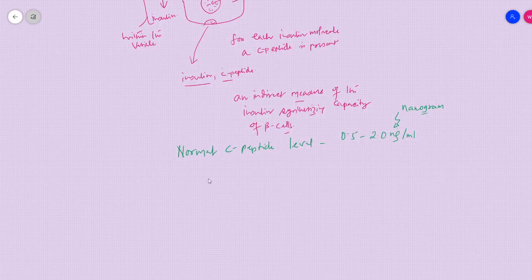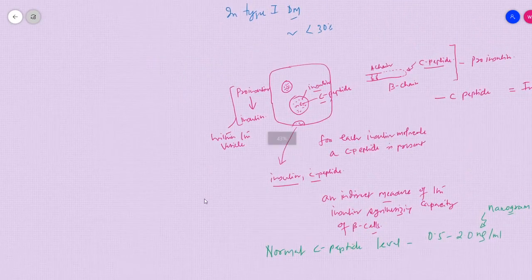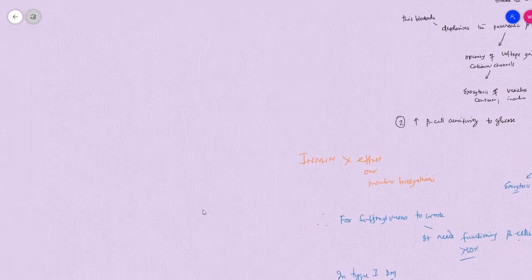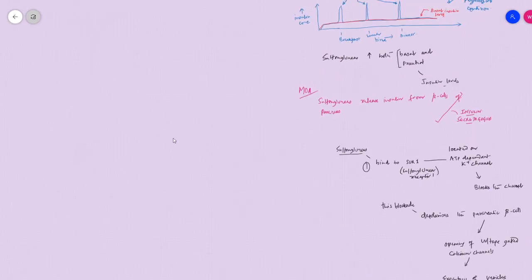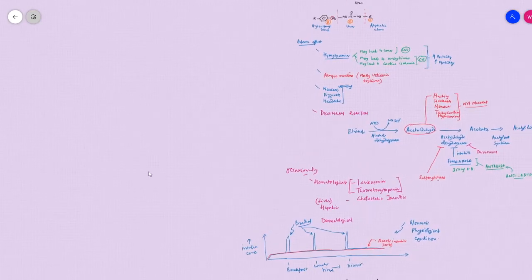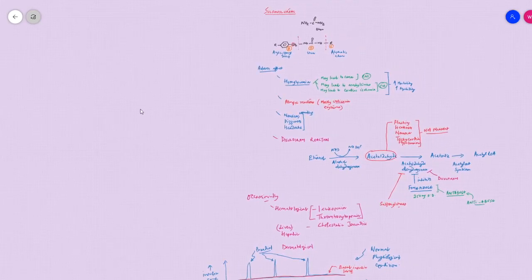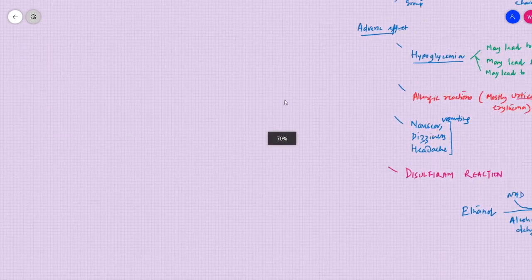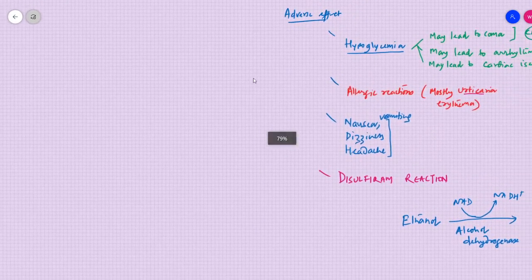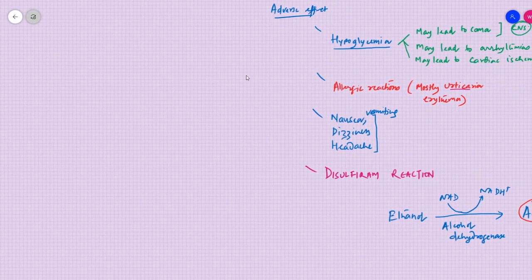So we mentioned that sulfonylureas cause, what's the main adverse effect of sulfonylureas? Yes, it causes hypoglycemia. Okay. So the question is, can we diagnose hypoglycemia in the lab? Yes, we can.